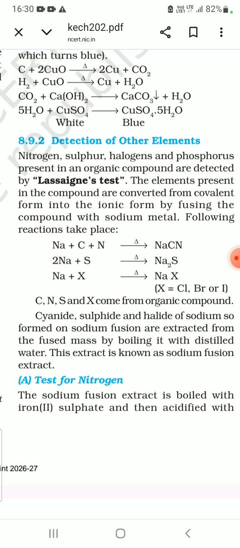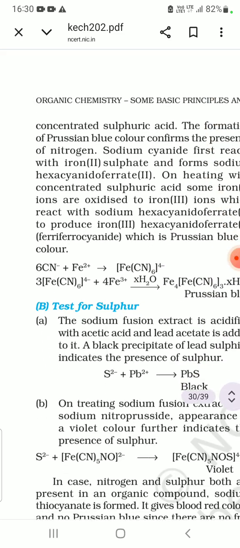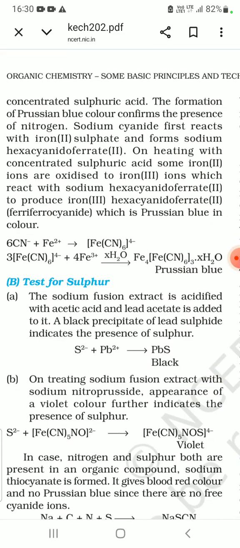The sodium fusion extract is boiled with ferrous sulfate and then acidified with concentrated sulfuric acid. The formation of a Prussian blue color confirms the presence of nitrogen.